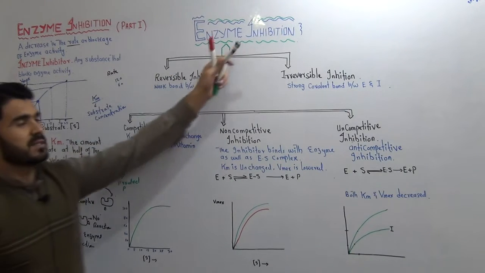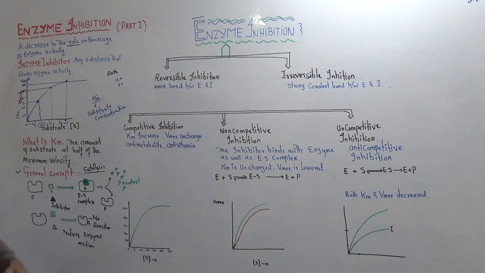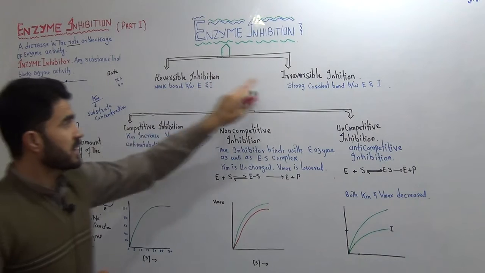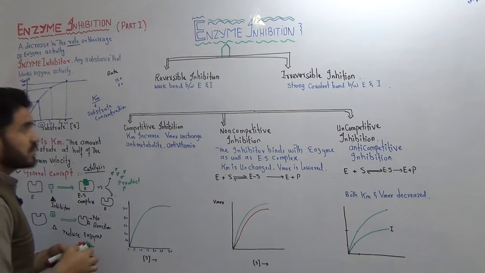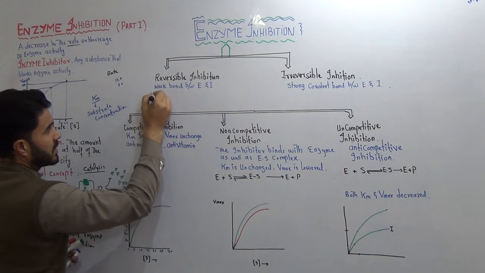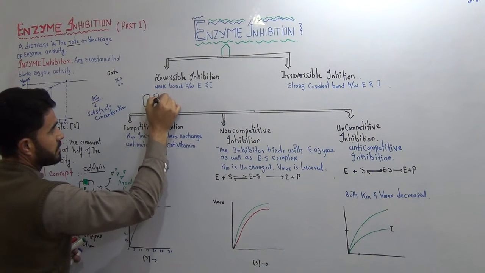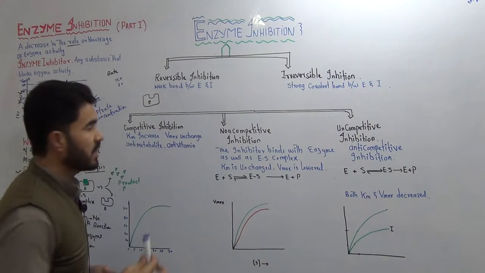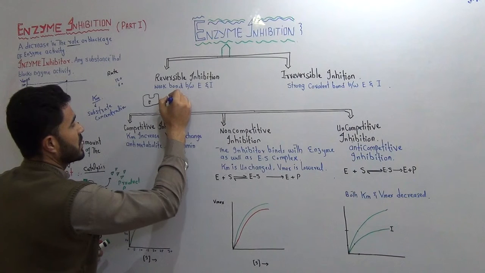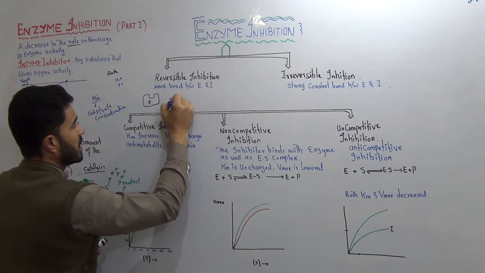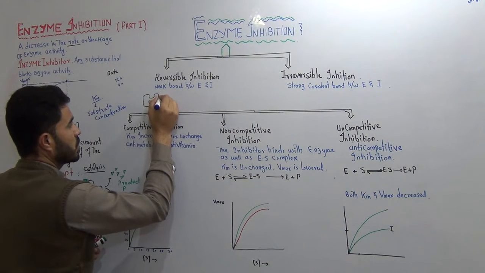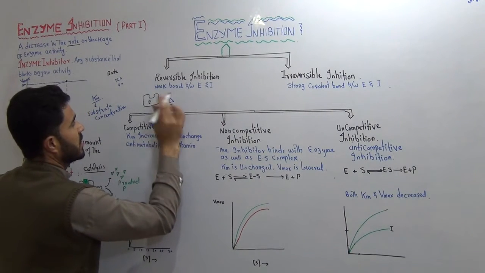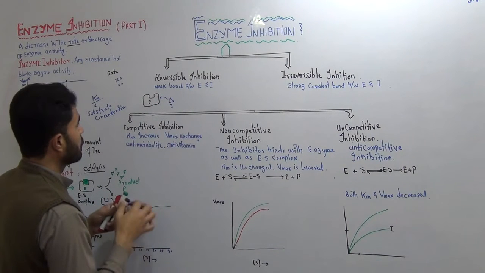Now we will shift to the enzyme inhibition types. Enzyme inhibition is of two types. One is called reversible inhibition, the second one is called irreversible inhibition. In reversible inhibition, I'm going to write once again the enzyme. Here we have enzyme E. With this enzyme, an inhibitor, I. This inhibitor I attaches with the enzyme, but making a very weak bond.